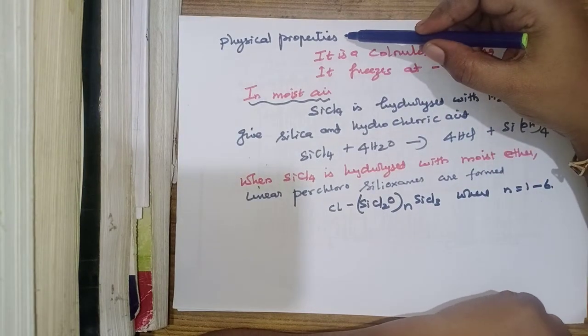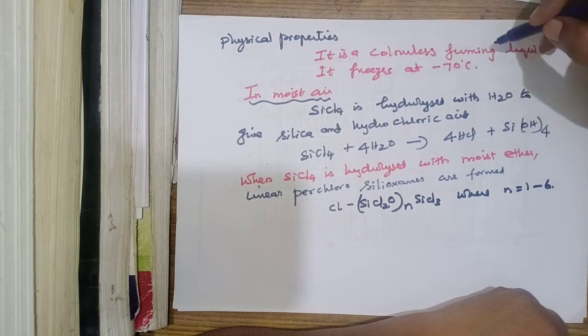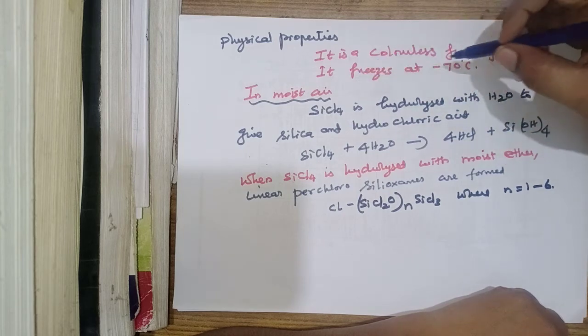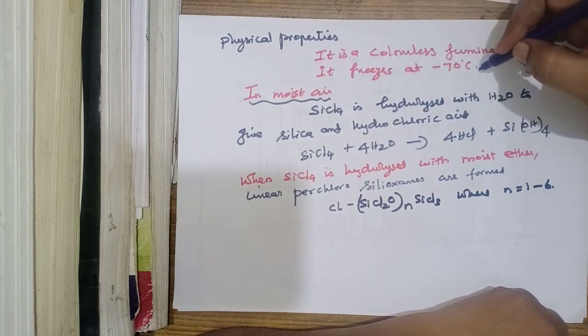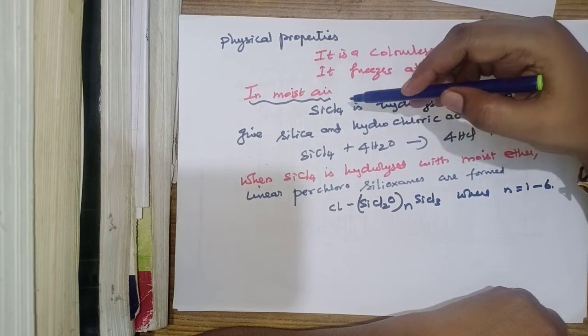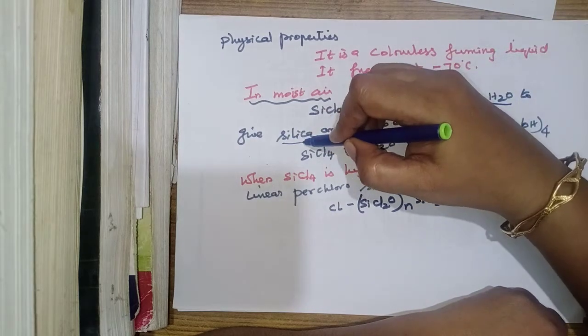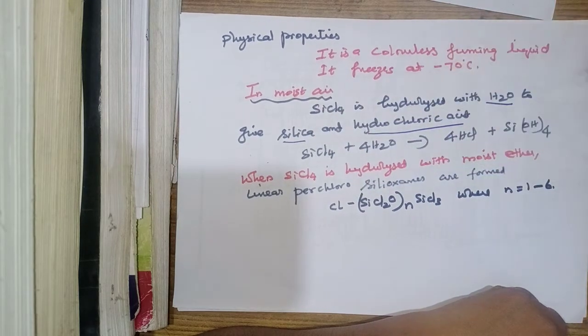See the physical properties of silicon tetrachloride. It is a colorless, fuming liquid. It freezes at -70 Kelvin. In moisture, silicon tetrachloride is hydrolyzed with water to give silica and hydrochloric acid.